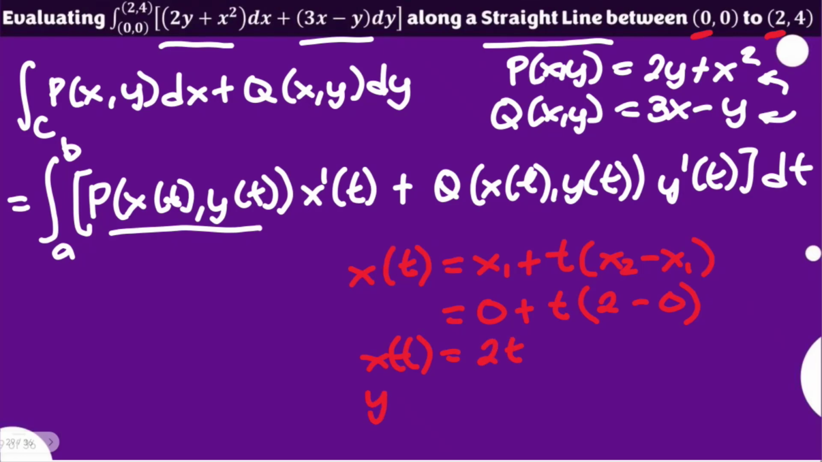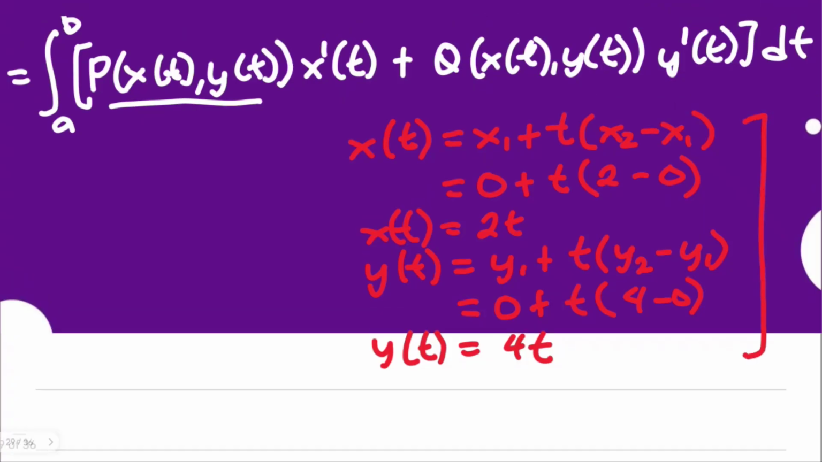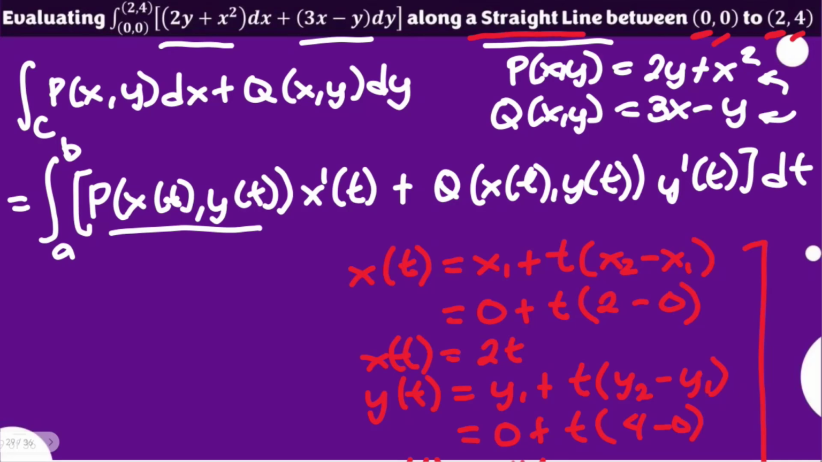For our y(t), this is also equal to y1 plus t times the difference of y2 and y1. This is our y1, this is our y2. This is 0 plus t times (4 minus 0), which gives us y(t) equals 4t. Take note, this parametric form is specific to a path that is a straight line. If it's not a straight line, we'll have separate videos for that, where we use another parametric form for x(t) and y(t).